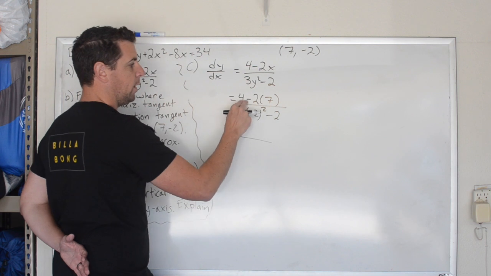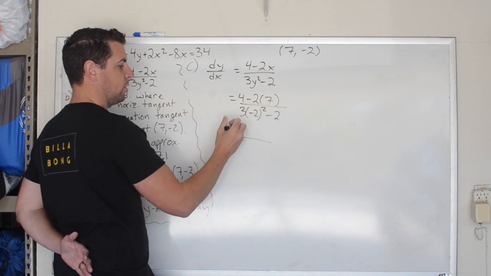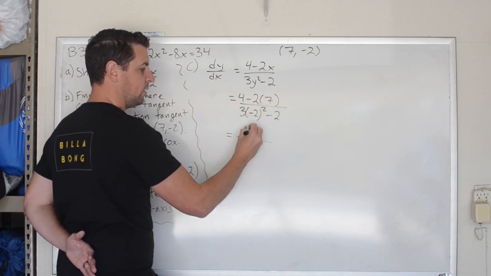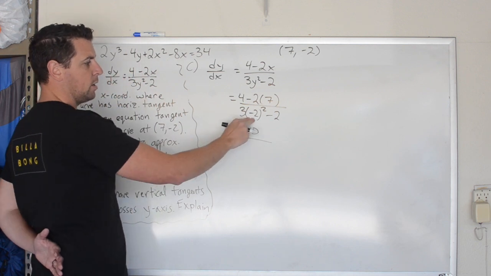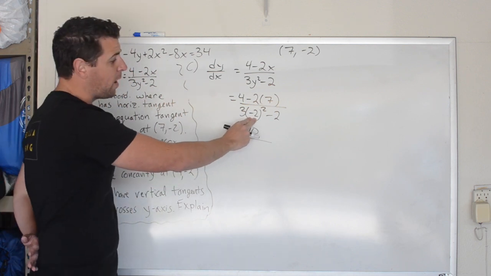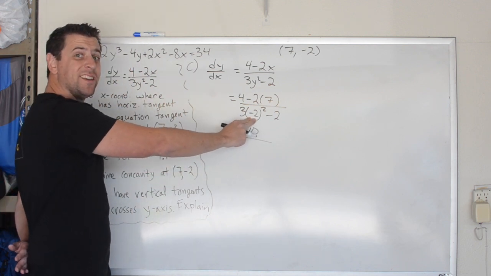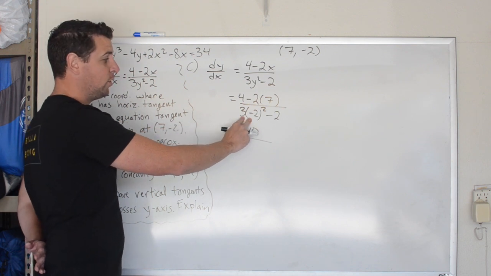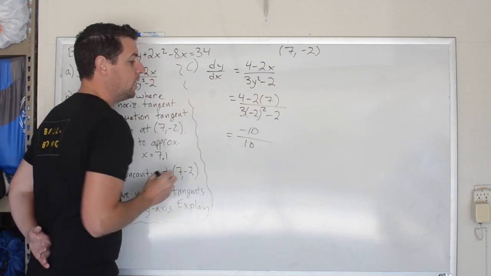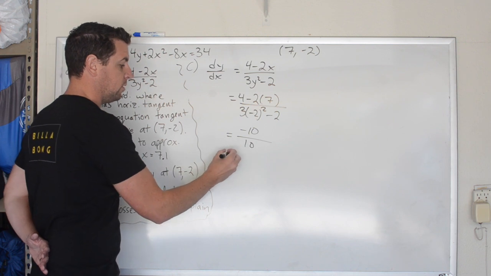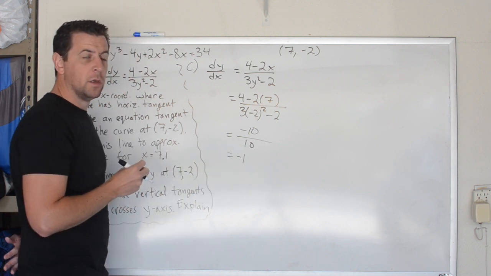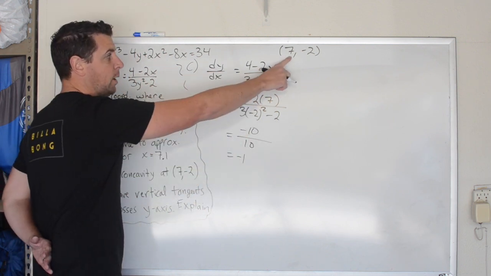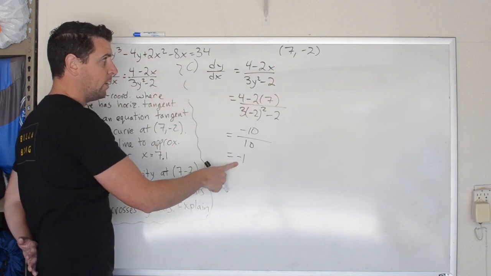So on top, negative 2 times 7 is negative 14. 4 minus 14 is negative 10. Down here, negative 2 squared is positive 4. 3 times positive 4 is 12. 12 minus 2 is positive 10. Negative 10 divided by positive 10 is negative 1. So I have the slope at this point, and I have the point.